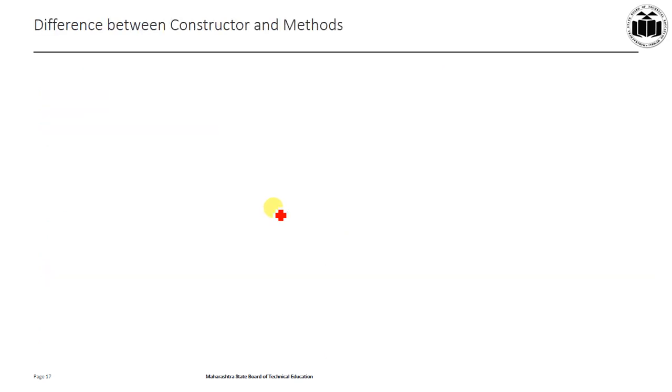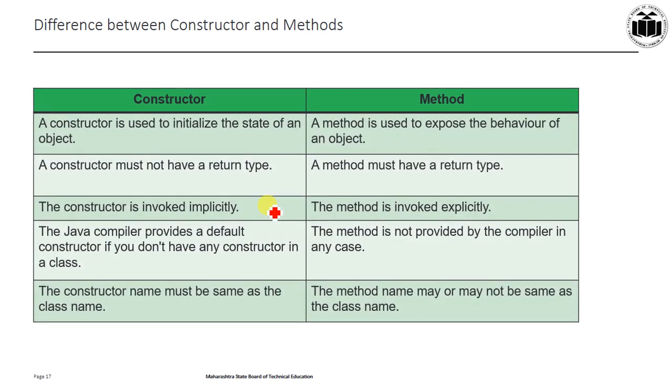Now, next is difference between constructor and methods. Now, here is the difference. Constructor is used to initialize the state of an object, whereas method is used to expose the behavior of an object. Constructor must not have any return type. Method must have a return type.